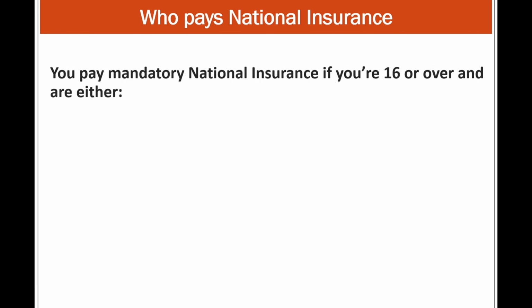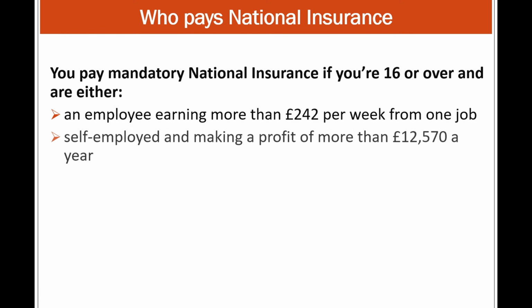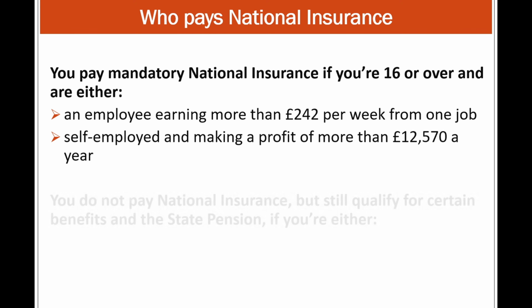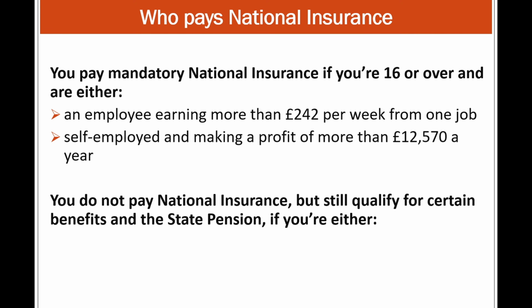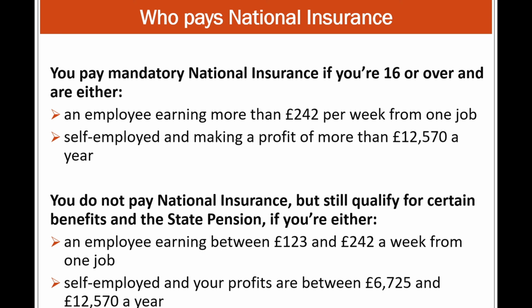Now let's discuss who pays NI. You pay mandatory national insurance if you are 16 or over and either an employee earning £242 per week from one job, or you are self-employed making profit over £12,570 a year. You do not pay NI but still qualify for certain benefits and the state pension if you are either an employee earning between £123 and £242 a week, or self-employed and your profit is between £6,725 and £12,570 a year.